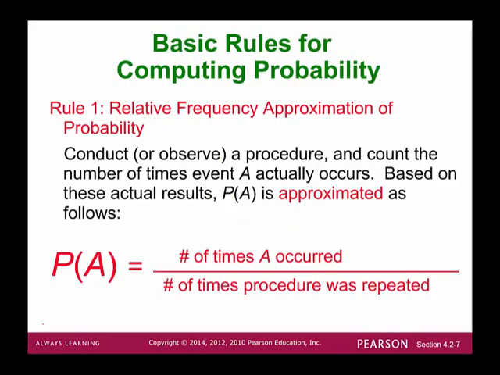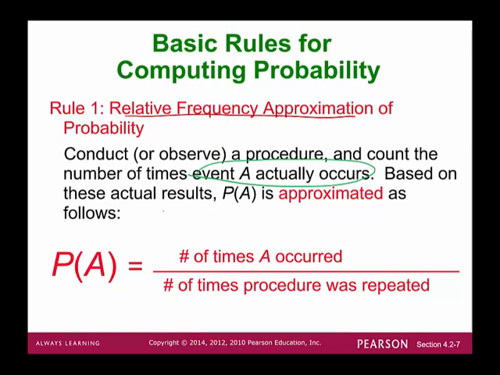Now let's take a look at basic rules for computing probability. The first method is called the relative frequency approximation of probability. We conduct or observe a procedure and count the number of times event A actually occurs. Based on these results, the probability of A is approximated as follows: the probability of A equals the number of times A occurred over the number of times the procedure was repeated.